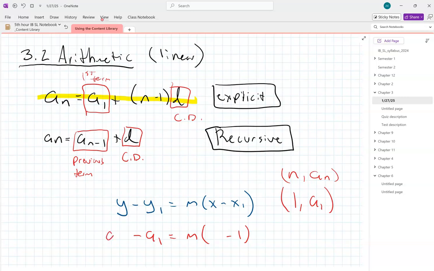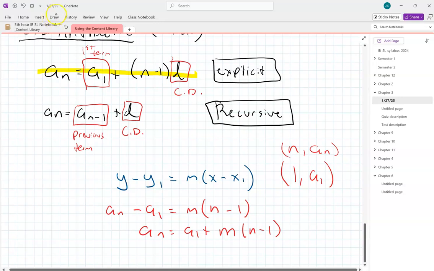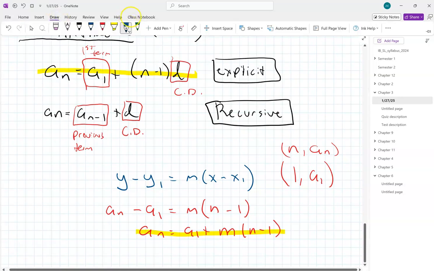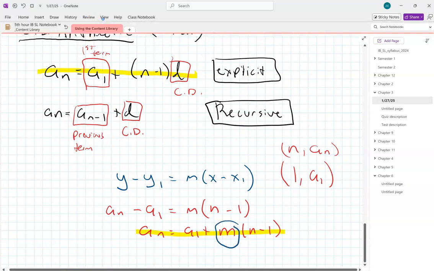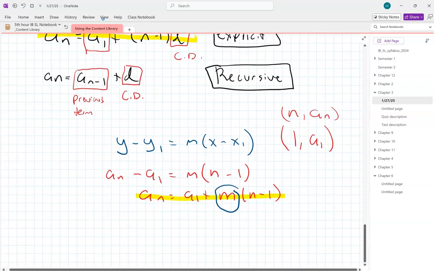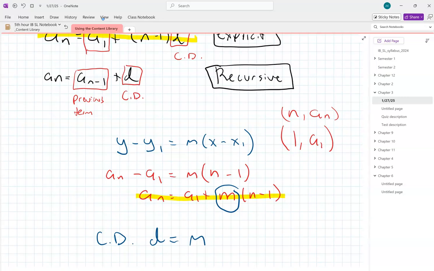I just add the a1 to both sides. I notice that that is exactly the same formula that we just wrote above, except instead of having a D, there's an M. What is that telling us? That common difference is just acting like the slope. It essentially means the same as a slope.